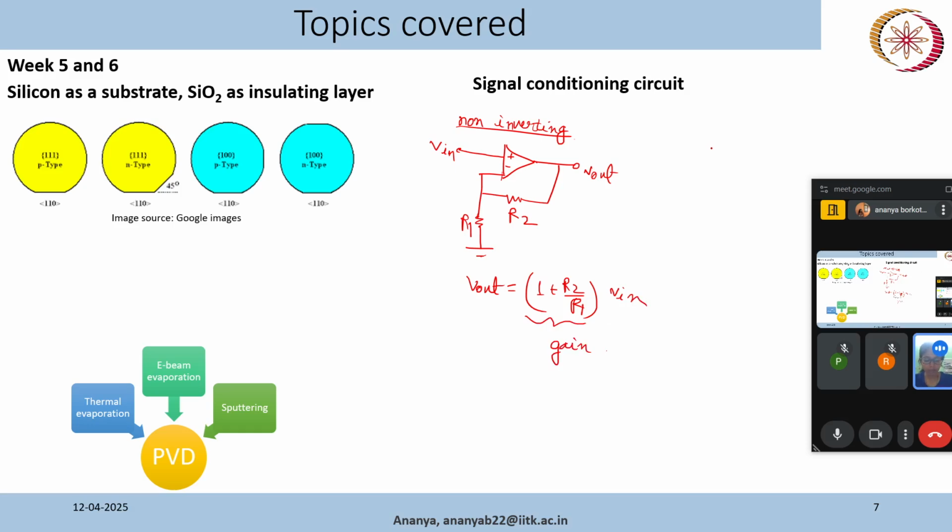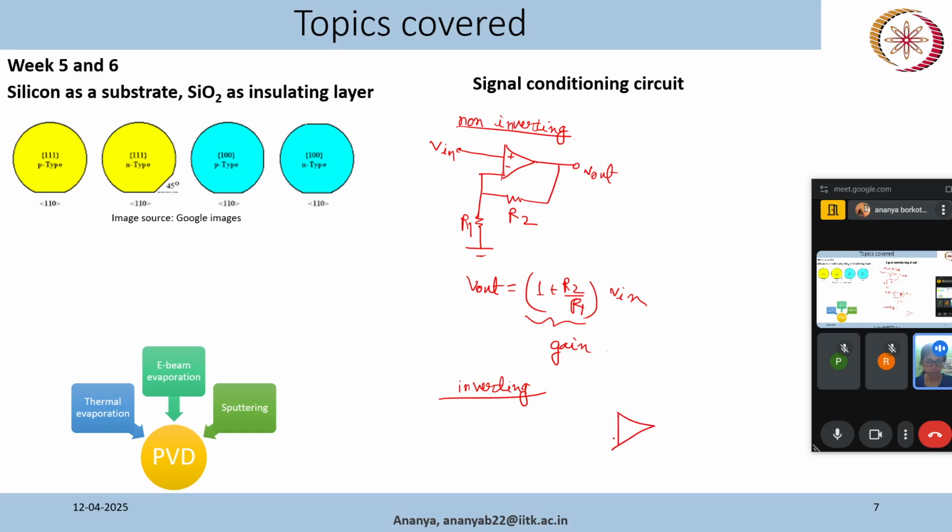Similarly, we can have an inverting amplifier also. So how will the circuit diagram be? How we get this Vout expression, we have already learned in the live sessions: we can use KCL and KVL to solve this circuit, and we can finally get the output voltage.